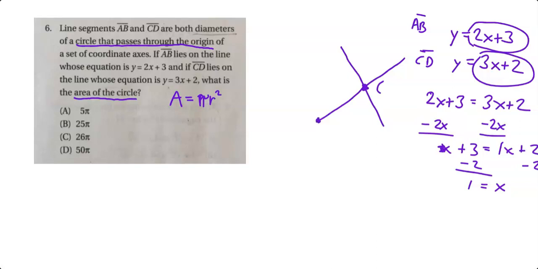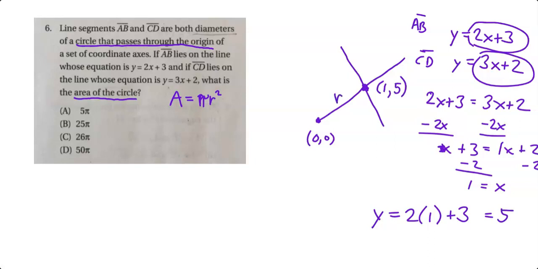So we know over here is 0, 0. That's the origin. We just need to find the coordinates of this point here, and then we can calculate the distance between the two. All right, so we only know the x, so we've got to plug it back into one of these. Let's plug it into the first one. 2 times 1 plus 3, and that's going to equal 5. So the coordinates are 1, 5.